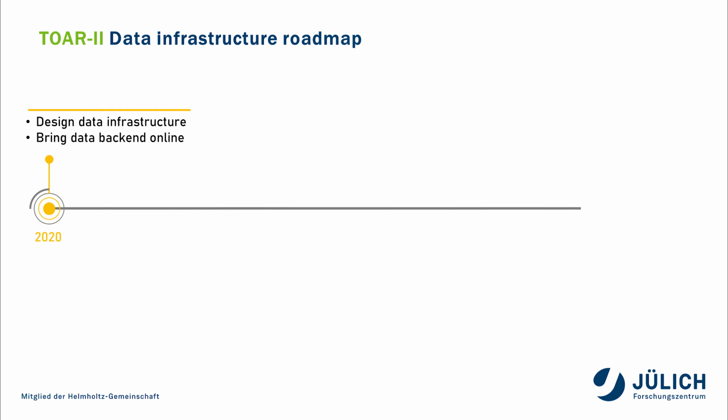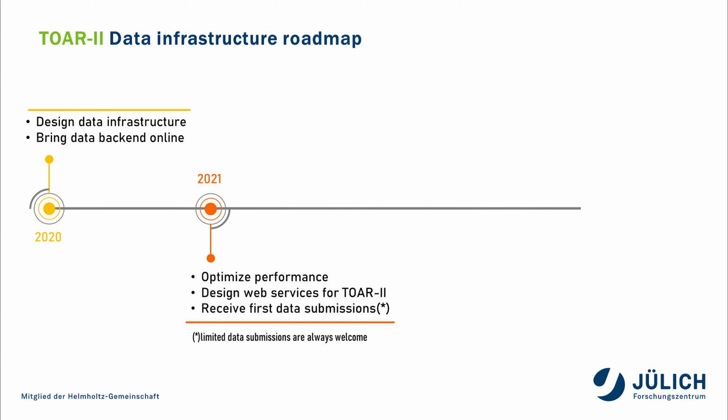So the idea for 2020 is to design the data infrastructure and bring the data backend online. So basically have the new TOAR database running, including the links to the geospatial data. And next year, we are really then aiming for optimizing the performance of the system, designing the new web services for TOAR 2, so basically a relaunch of Join web interface. And as I said earlier, approximately middle next year, we're expecting then the first data submissions.